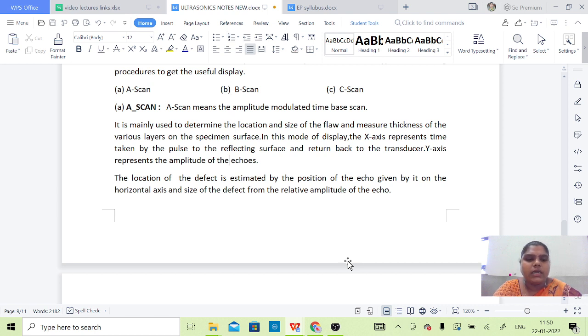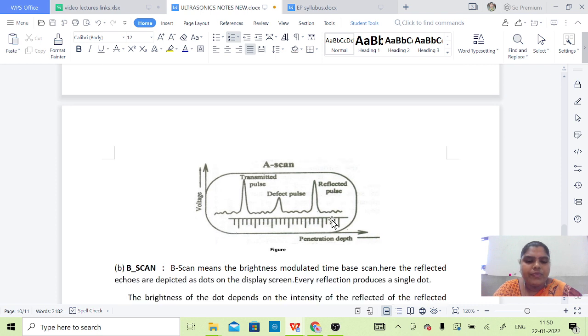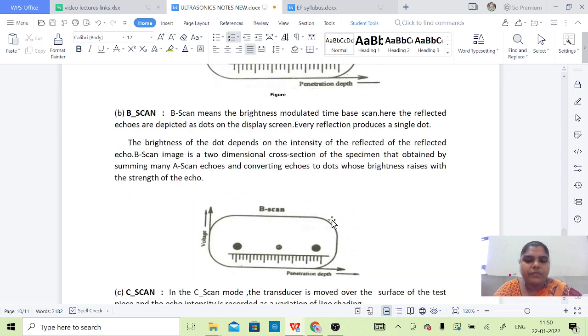Okay, and next let us see how the A scan will be. With voltage against penetration depth, this indicates the transmitted pulse, this is the deflected pulse, and this is the reflected pulse. Okay, and next, B scan.